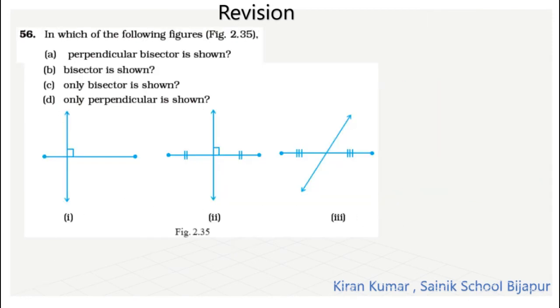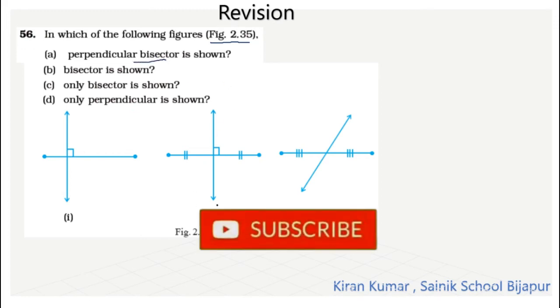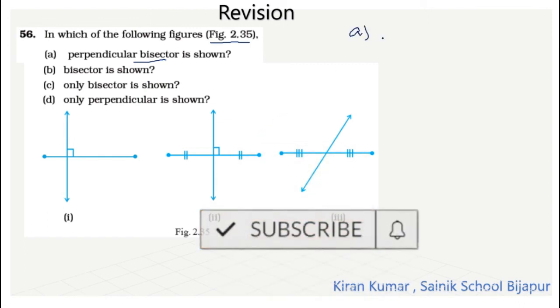Very interesting question number 56. Look at the figure 2.35. There are three sub figures given here. We need to identify in which perpendicular bisector is shown. Look at all the three figures. In the first and the second figure, perpendicular is there, but then we need to say perpendicular bisector. That's present only in second figure. So for the first answer is figure 2.